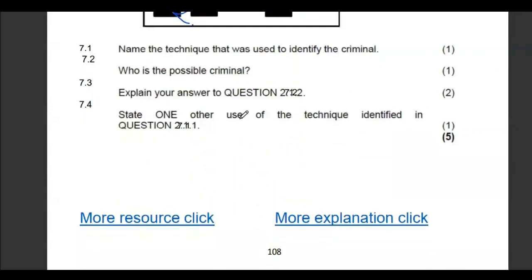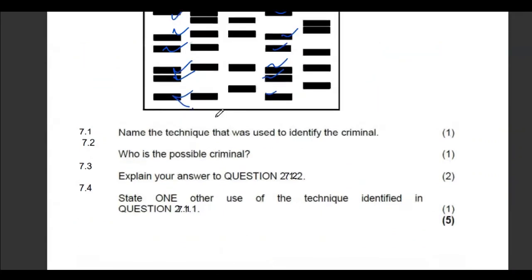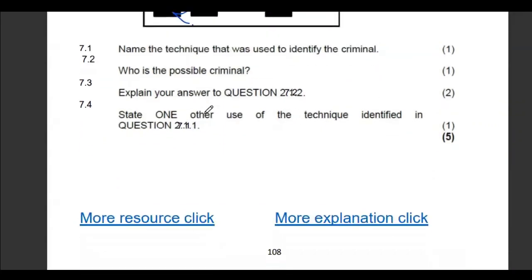So set one other use of DNA technique, or state other use of the technique identified in the question above, meaning that the DNA profiling, what is it used? It can be used to identify the relatives. They have talked about the criminal, so you don't talk about that anymore. So talk about the identification of the perfect organ donor. You can talk about lost relatives.